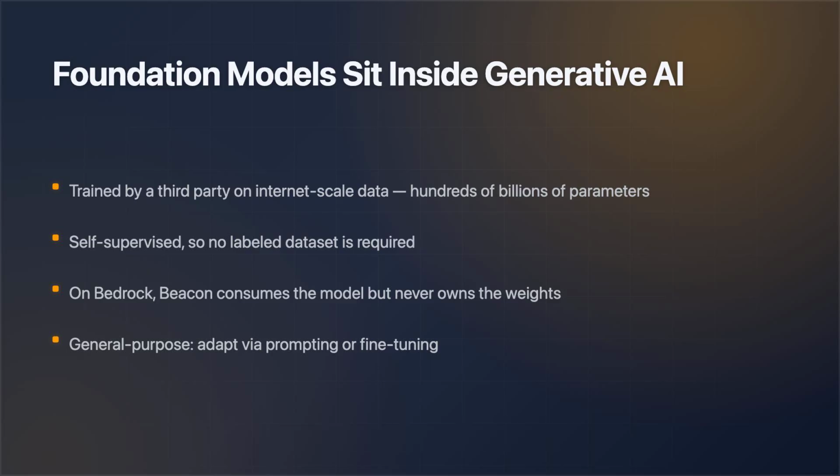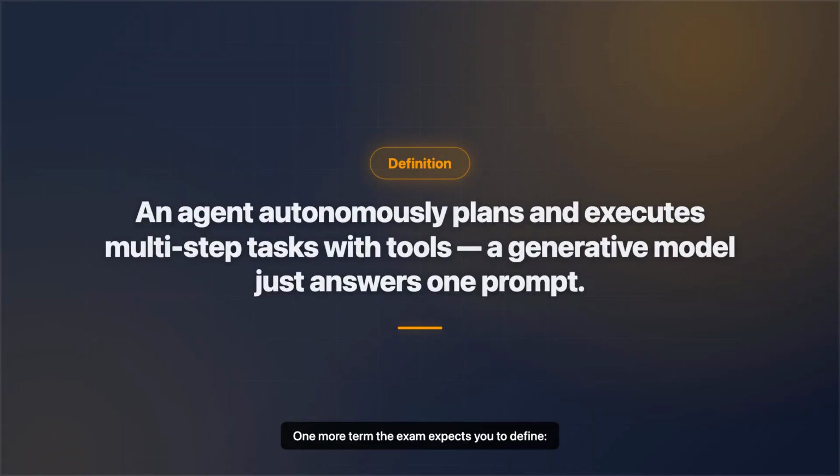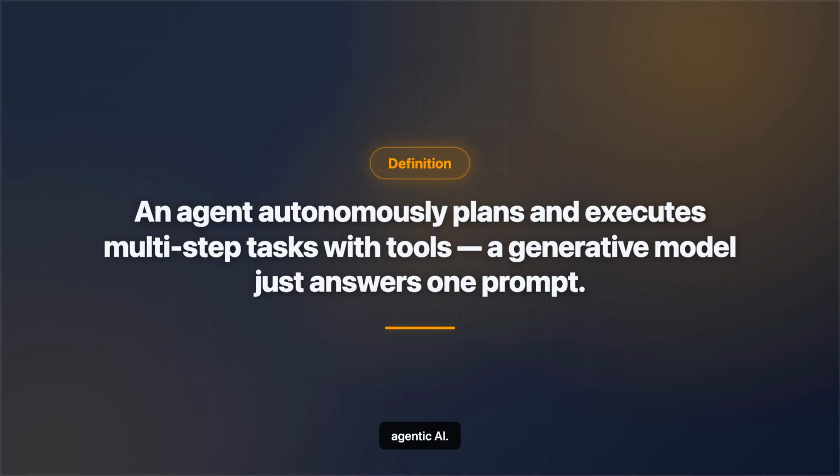One more term the exam expects you to define: Agentic AI. An agent autonomously plans and executes multi-step tasks, invoking tools and APIs along the way, without a human prompt driving each step. Contrast that with a plain generative model. You prompt it once, it answers once, and it's done.